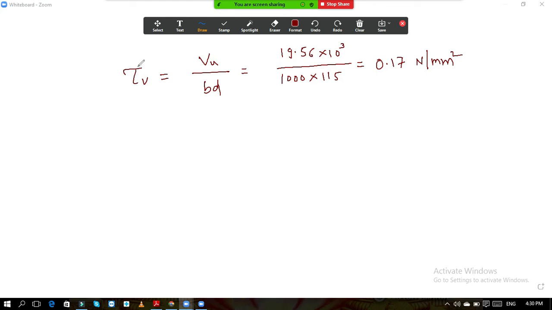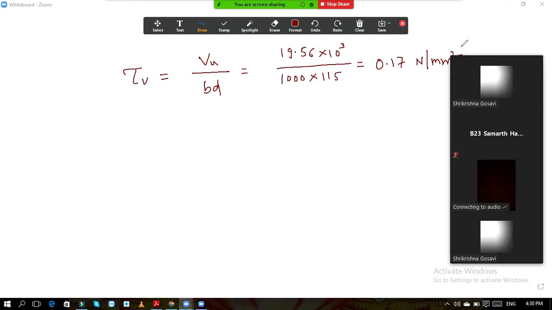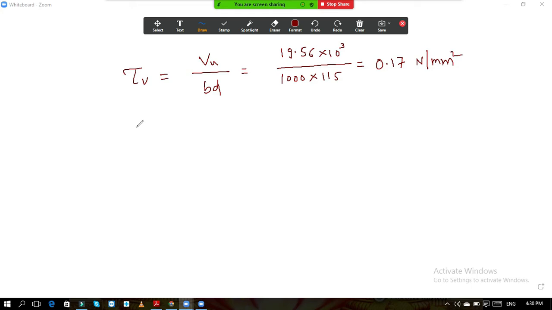Now we will see the permissible shear stress, what the IS code says. The notation for permissible shear stress is tau c. This is called permissible, or in other words, allowable shear stress.